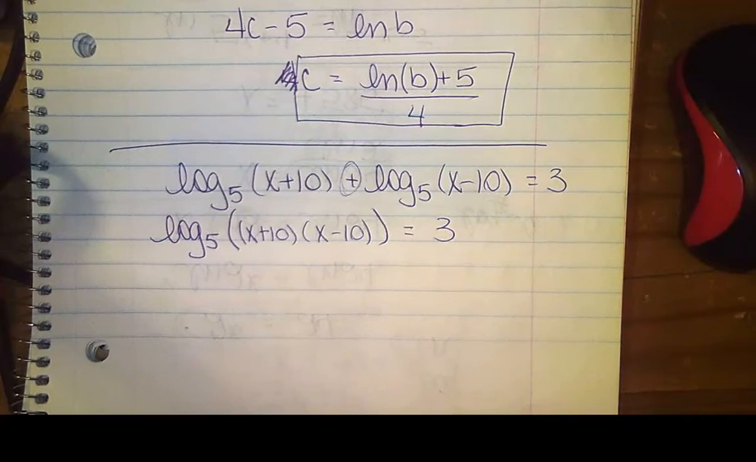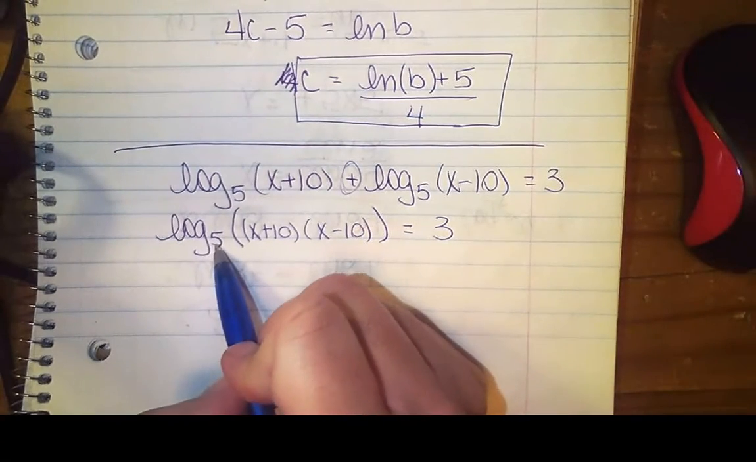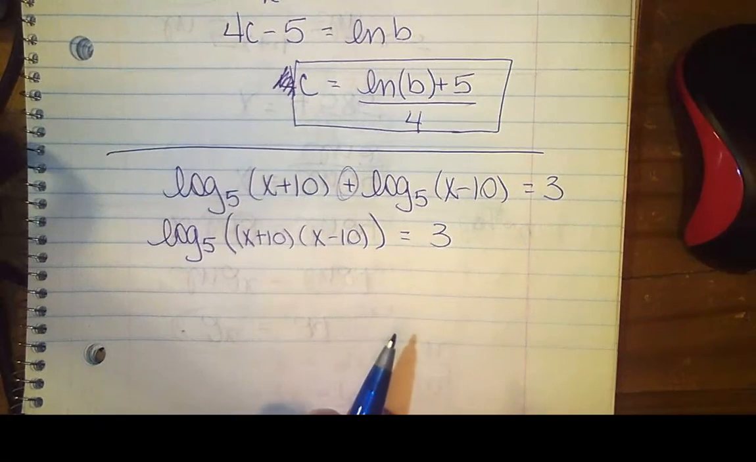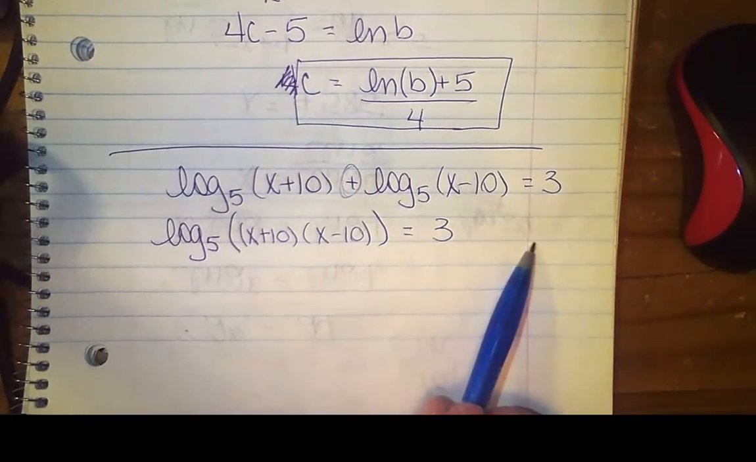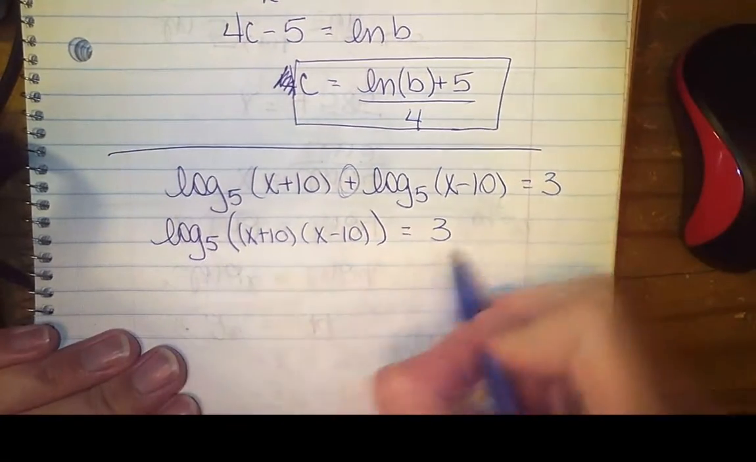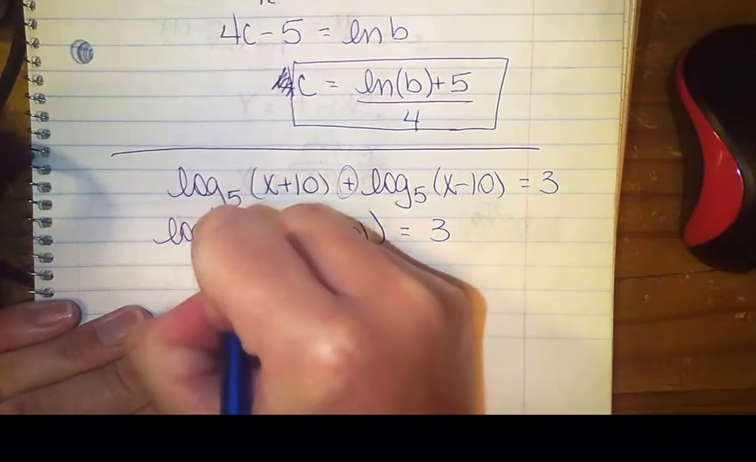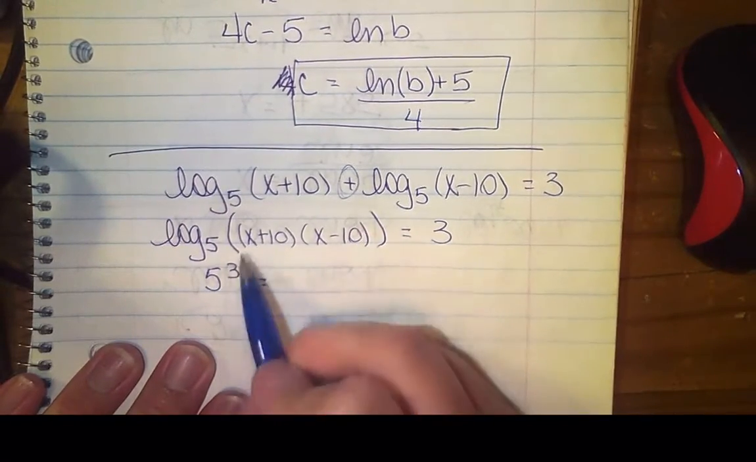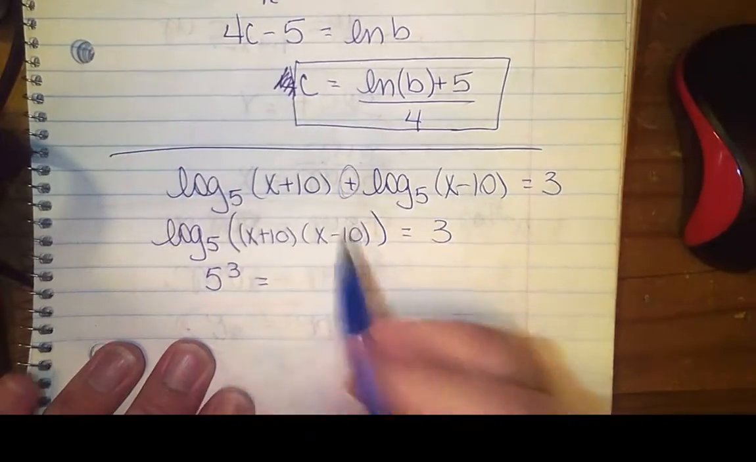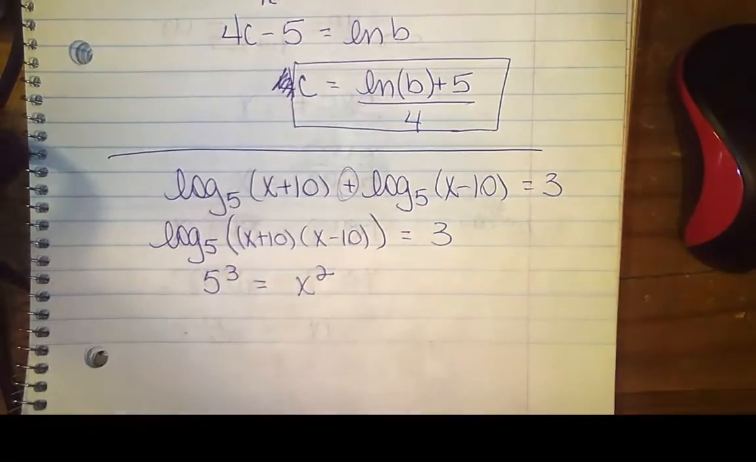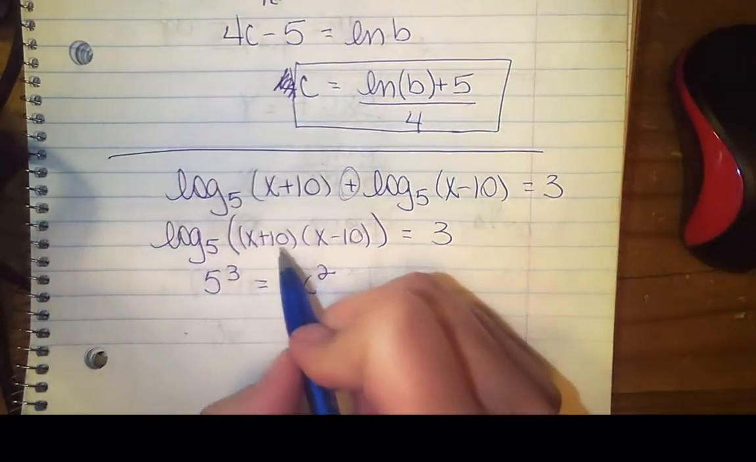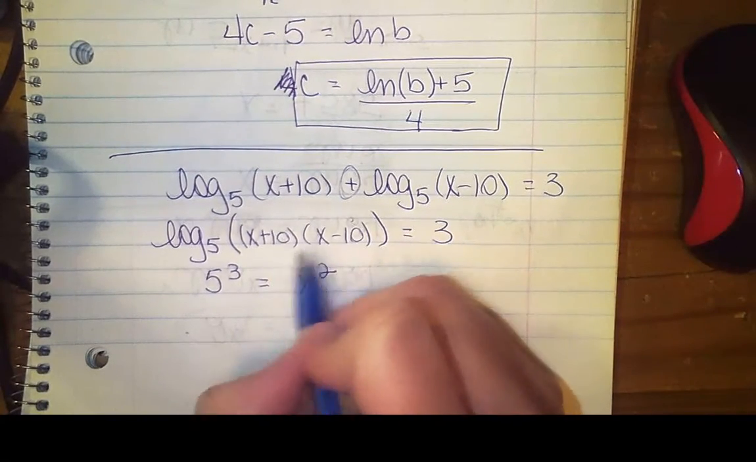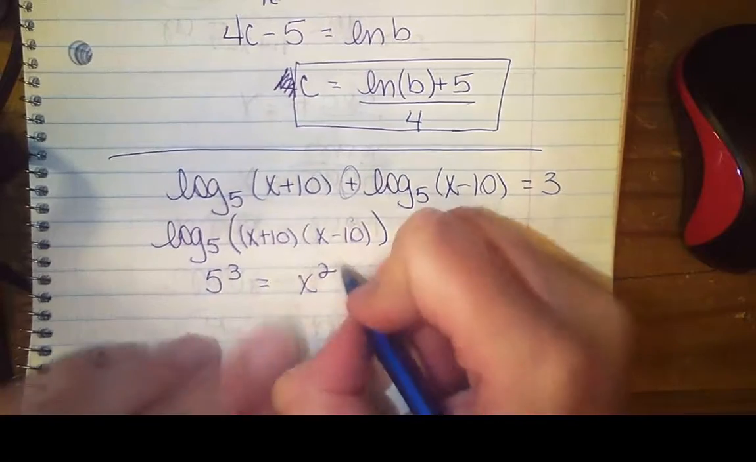So now what do I do? I am going to change this to exponential because it looks like the first problem type I gave you. If I got a single log equal to something else, change it to exponential. So 5 raised to the third power equals, and I'm going to go ahead and FOIL this out. So x times x and x times negative 10 is x squared minus 10x. Then I get plus 10x. So my negative 10x and my positive 10x cancel, and then I have a minus 100.